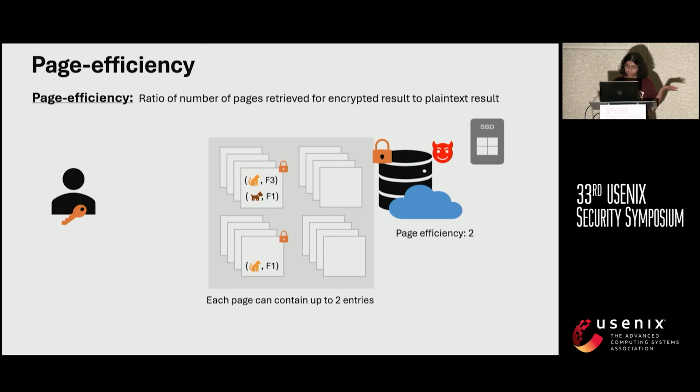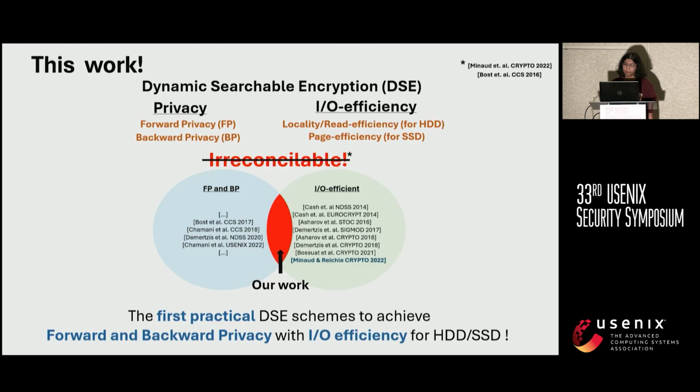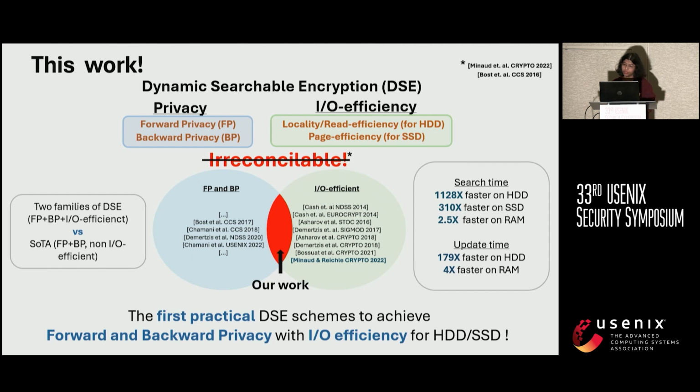Similarly, let's first briefly see what page efficiency for SSDs is. It basically means the ratio of the number of pages retrieved for encrypted results to plaintext results. For page efficiency, we can also improve it if we can store the entries for the same keyword in the same page, but that again violates forward privacy, similarly to the case we just saw for HDDs. So now we have seen these definitions, and we also have an idea why forward privacy was thought to be incompatible with I/O efficiency. Now we can move on to our contributions.